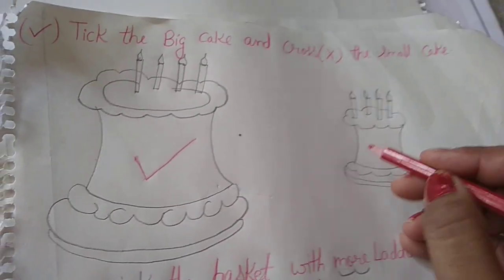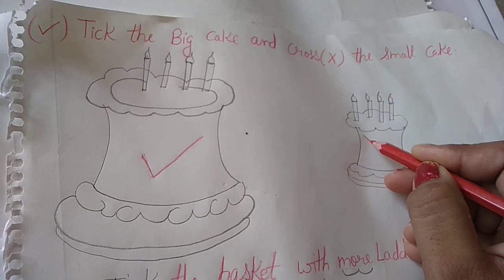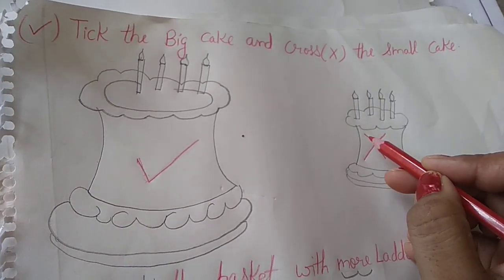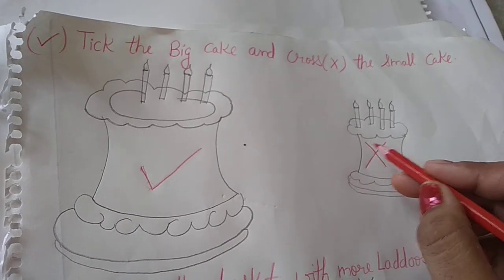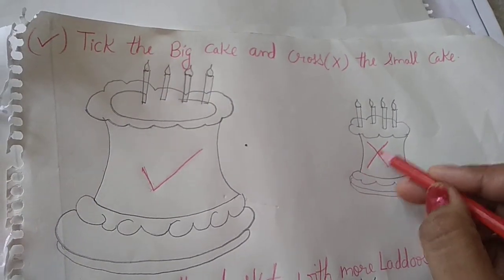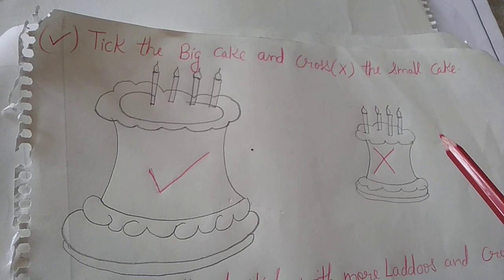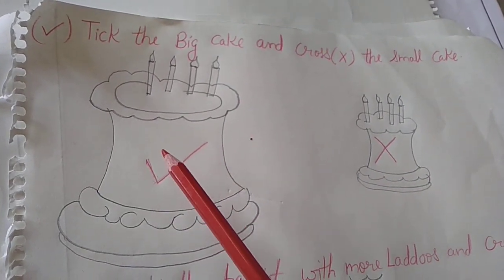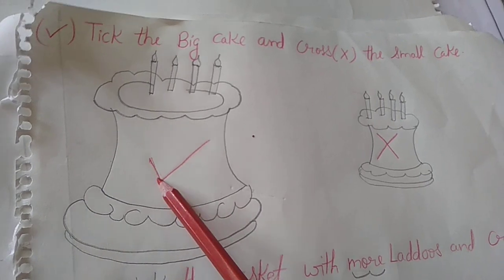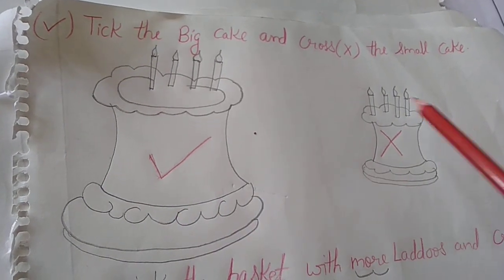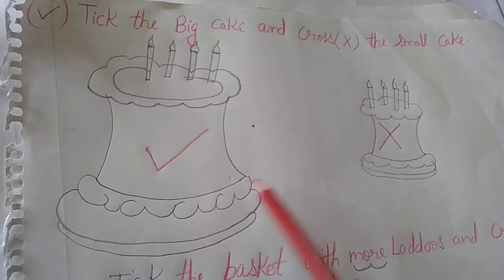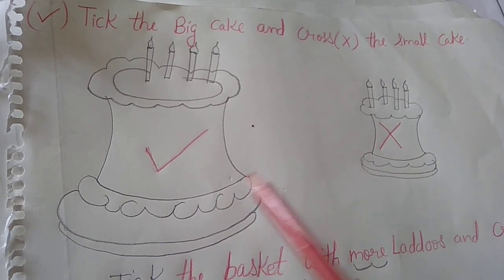Then cross the small cake. Cross. We have to intersect two lines. We have to cross two lines, that is called a cross. So we have done our activity complete. We have ticked the big cake and crossed the small one. Like that, there will be many more pictures in front of you.